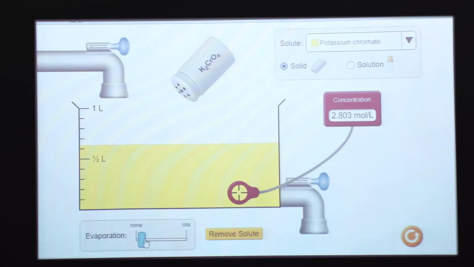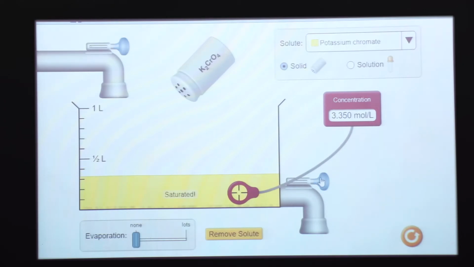Again, if we keep doing that, it will reach the point where the solution will again become saturated. And when it becomes saturated, the particles reappear at the bottom of the container, showing that they cannot be dissolved anymore because the solution is now saturated.